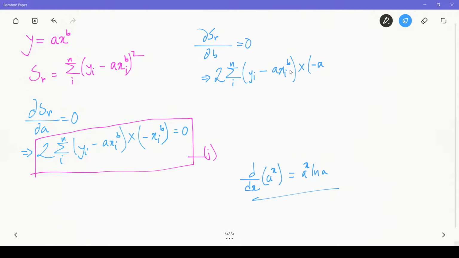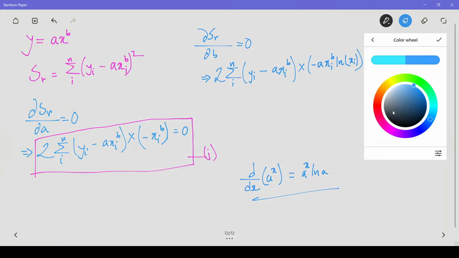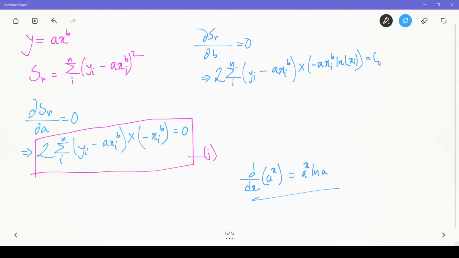So our x sub i to the power b is basically like a to the power x, right? So we'll write x sub i to the power b times ln of, so our base over here is x sub i, so we have ln x sub i. It doesn't take the intuition of a genius to say that the equation we have ended up with has a ln term in it, right? So it will for sure be a nonlinear equation, right?